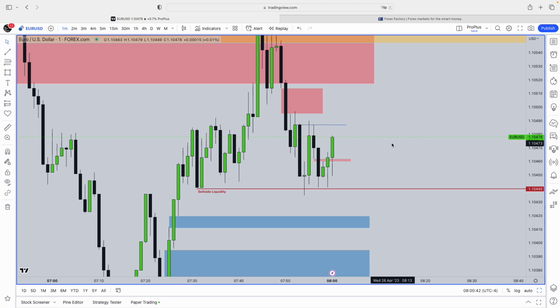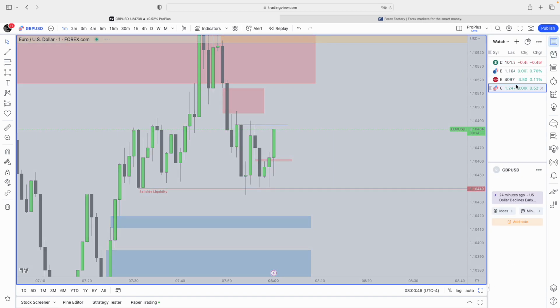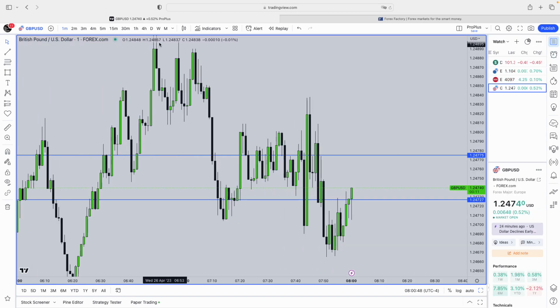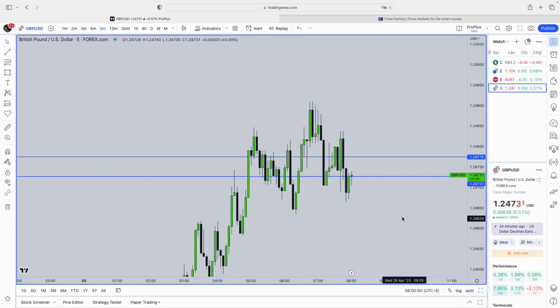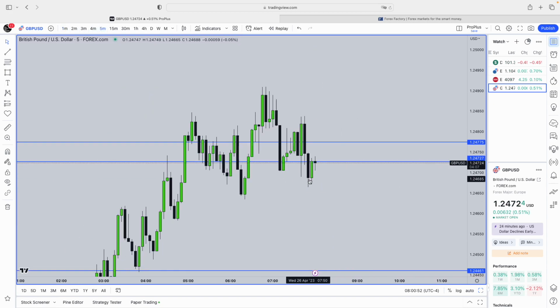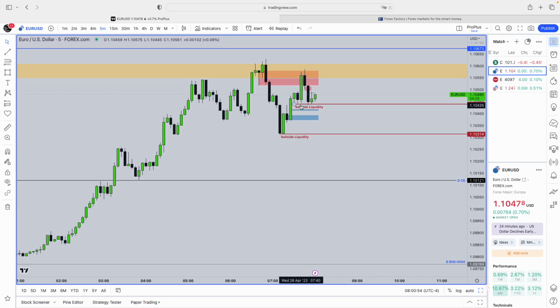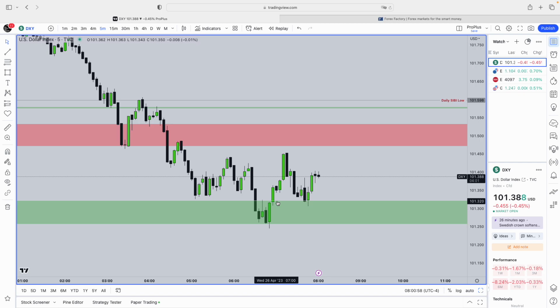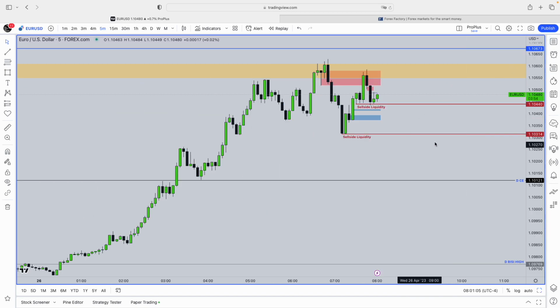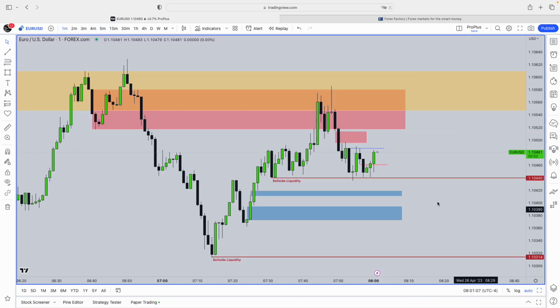Just gotta be patient, sorry. Let's take a look at GU, see how it's playing out. So GU made a lower low there. EU made a lower low as well. So there's no SMT divergence. Higher high as well. So there's no SMT divergence.